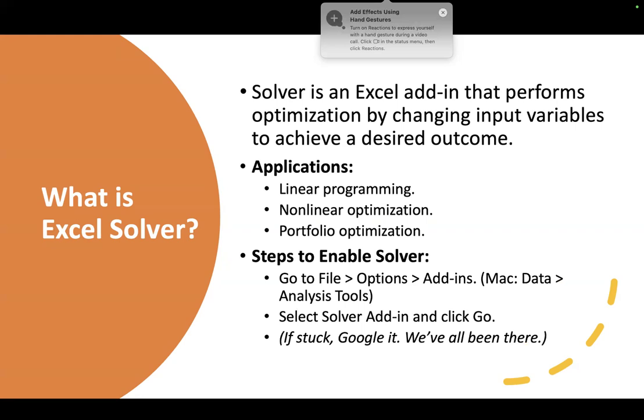So if it doesn't come up in your Excel right away, you can easily add it. On a PC, go to file, options, add-ins, and on Mac you can go to data, analysis tools, select solver add-in and click go. And if you get stuck, Google it or ask ChatGPT, it will tell you exactly how to add it on. But yeah, on Mac, do data and then analysis tools, and on PC, file, options, add-ins.